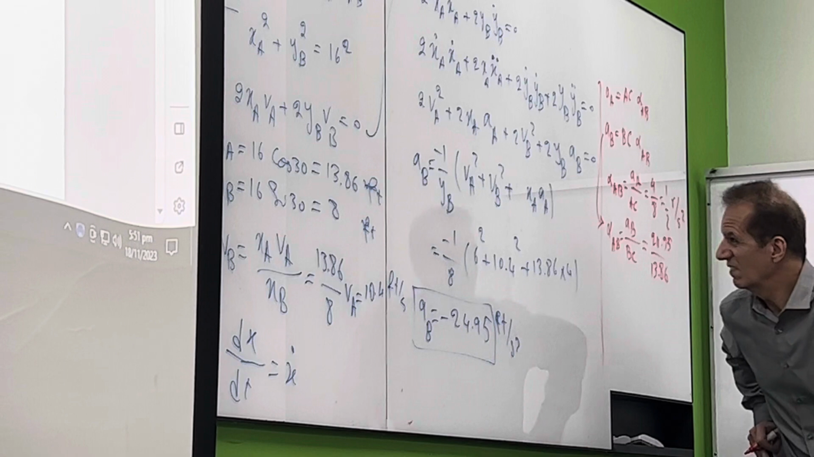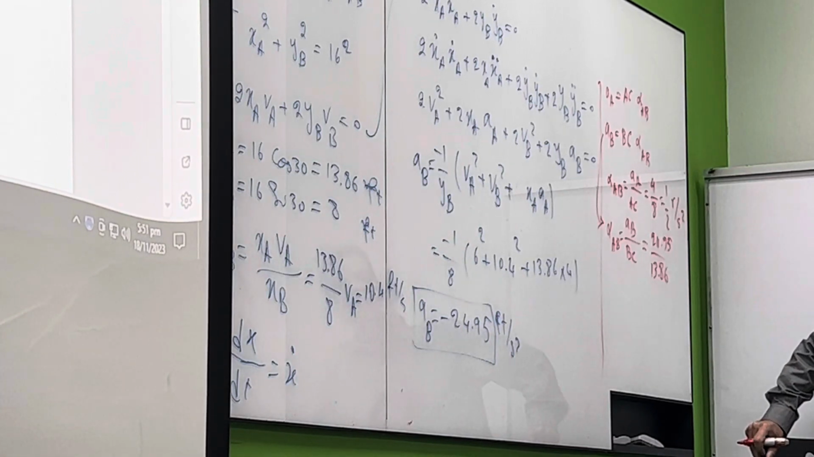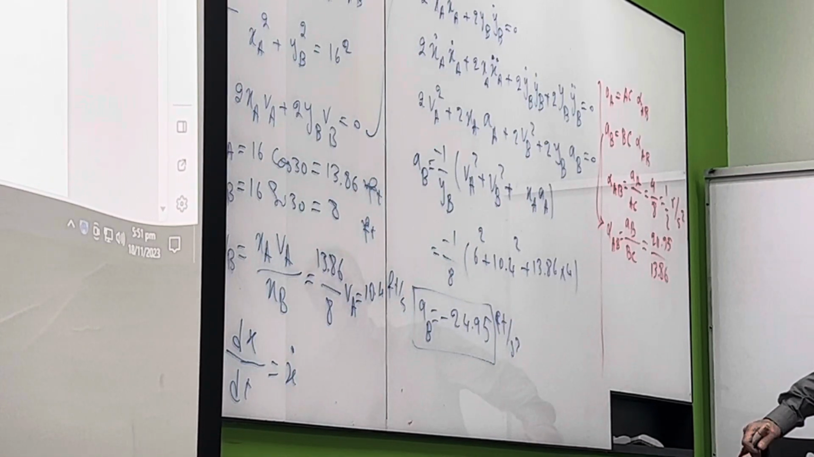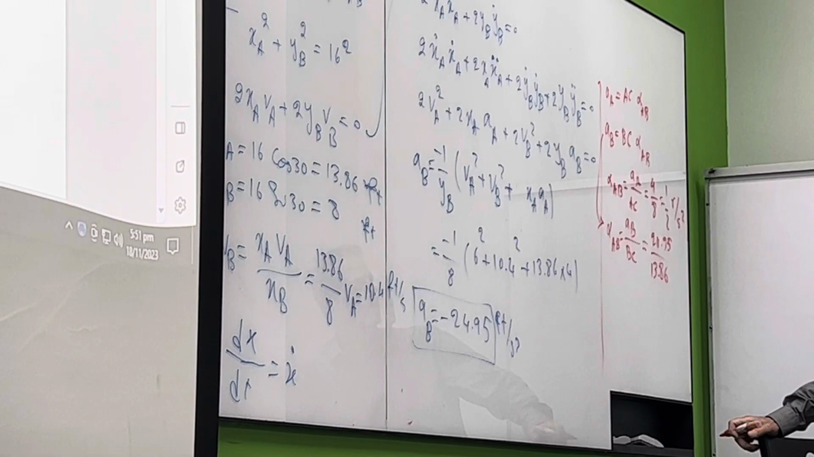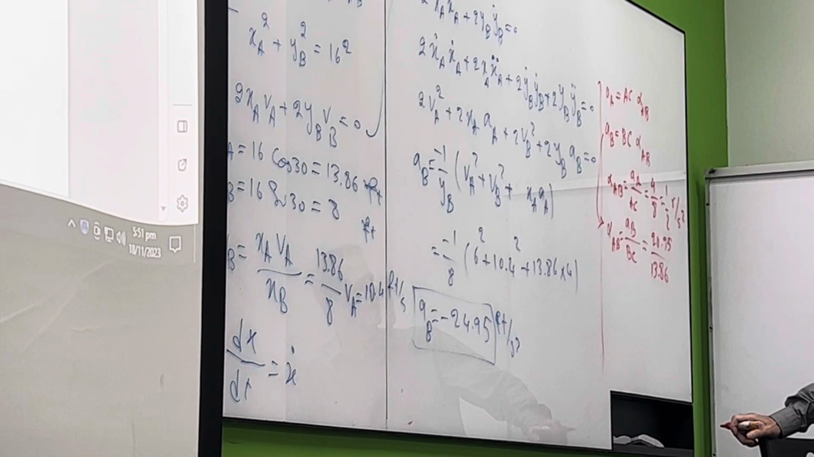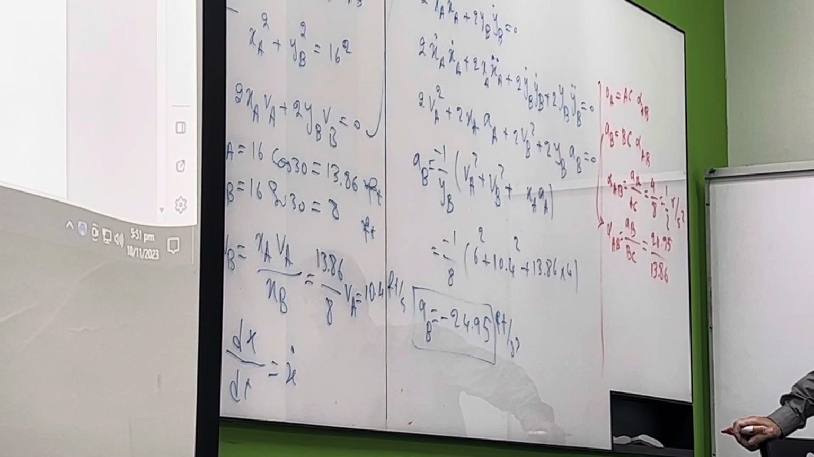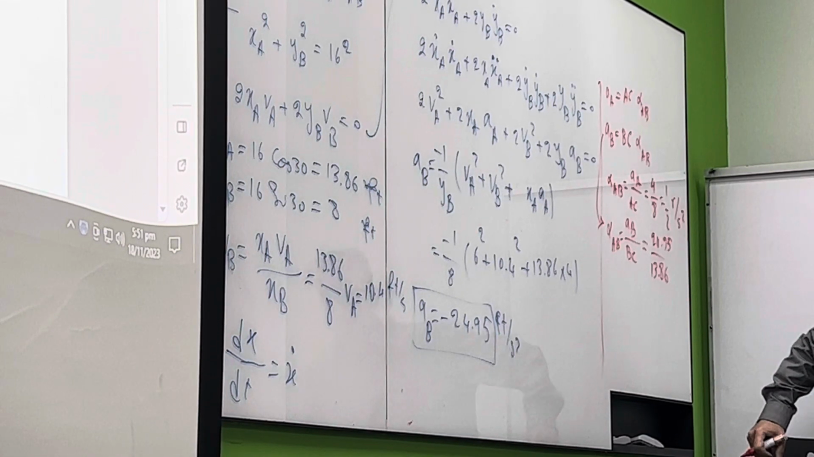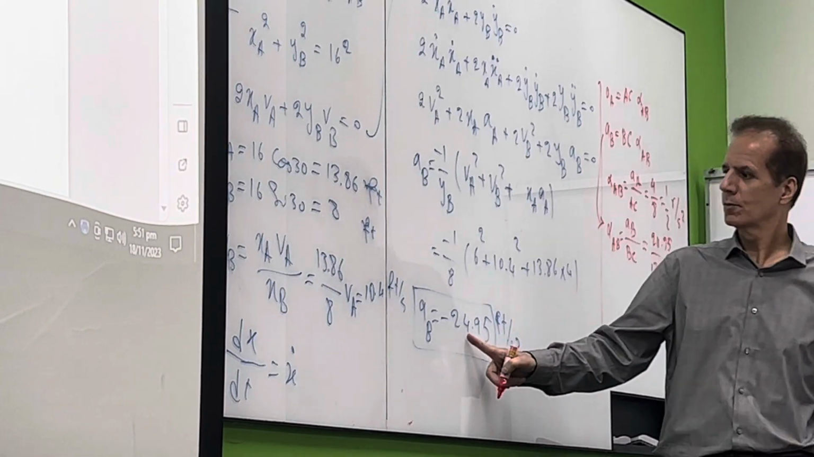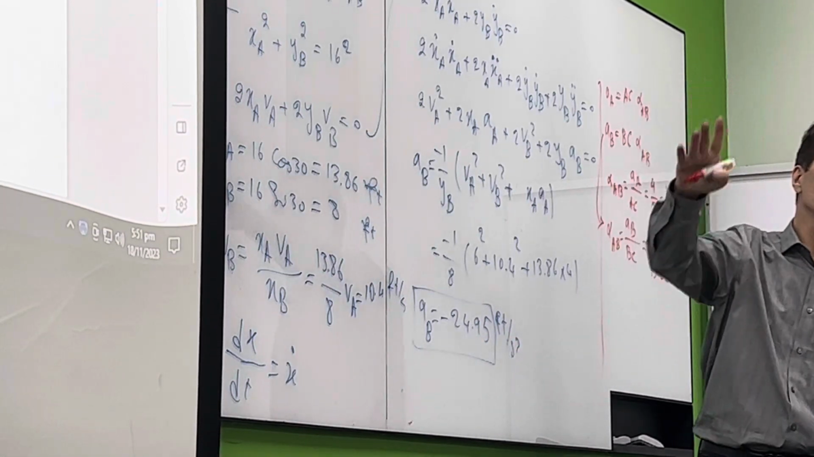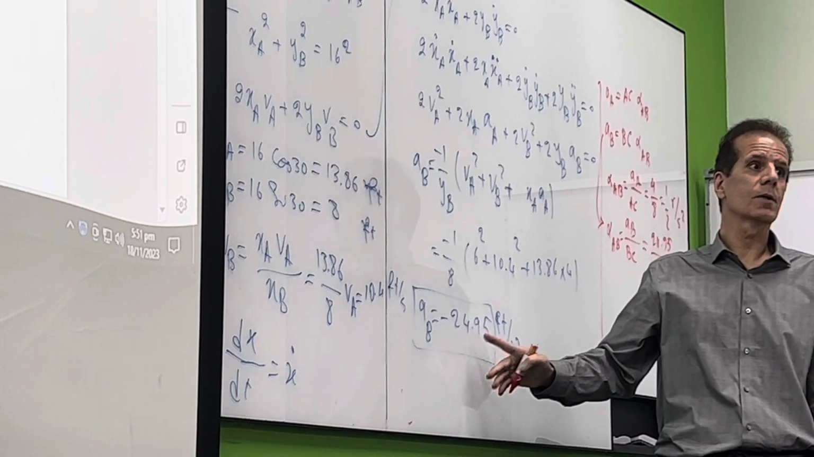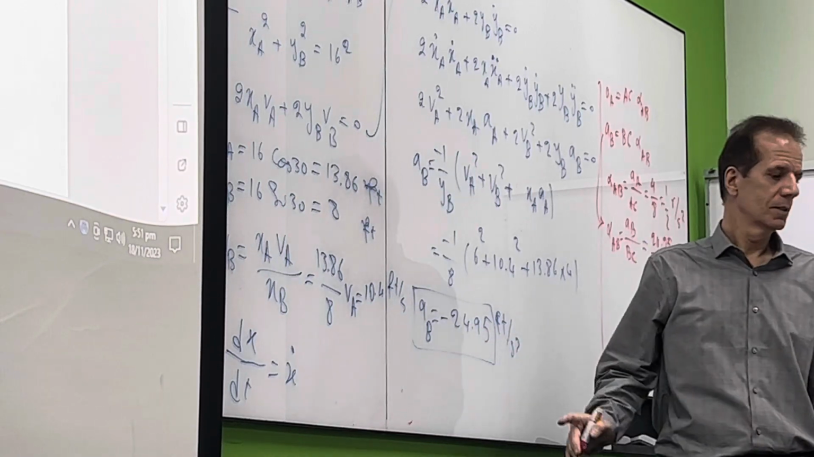What did we do here? B, C, A of B. A of B is wrong. Who gave me this number? A of B is wrong. How come one side is 4, the other side is 24? Not possible.